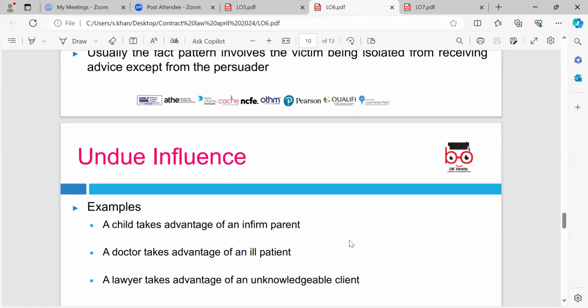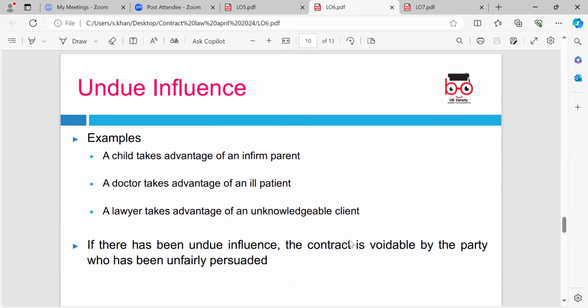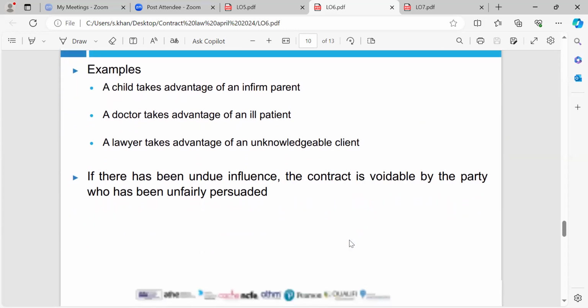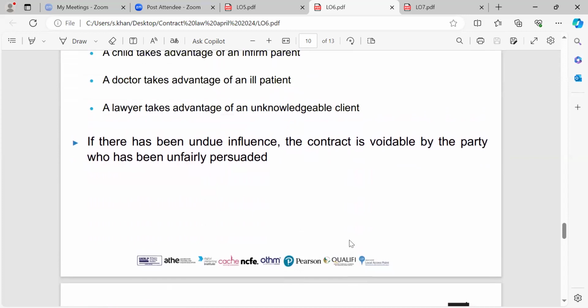There are some examples of undue influence. A child takes advantage of an infirm parent. A doctor takes advantage of a parent of an ill patient. A lawyer takes advantage of an unknowledgeable client. And if there has been undue influence, the contract is voidable by the party who has been unfairly persuaded.